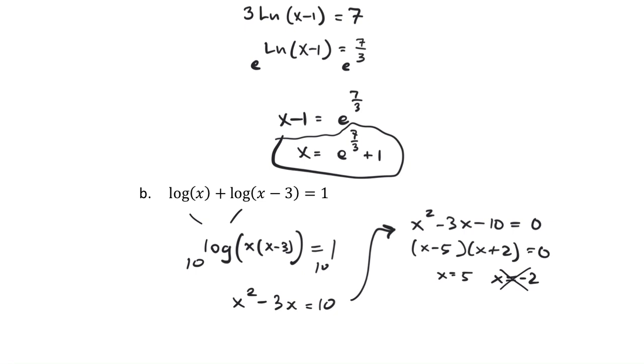The valid solution, well, now we got to check 5. 5 is fine here. 5 minus 3 is 2. That's still positive. So it looks like 5 works.